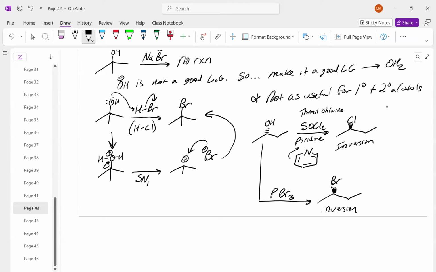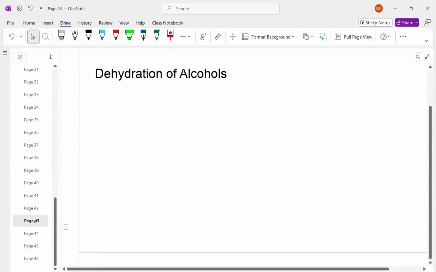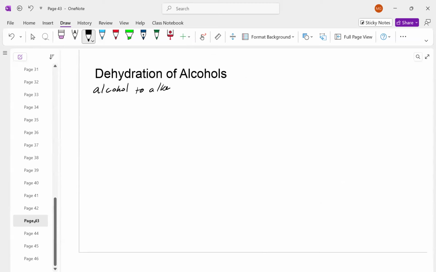And like I said, I will touch on the mechanisms on this in another chapter when we go a lot more in depth into alcohols. We'll look at the mechanism later. Now, on the flip side of this, we talked about substitution of alcohols. Let's talk about dehydration of alcohols, which takes an alcohol and converts it to an alkene by removing water, or an elimination reaction.